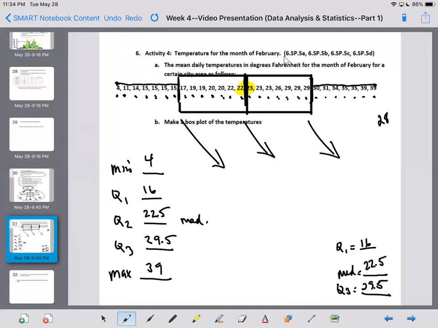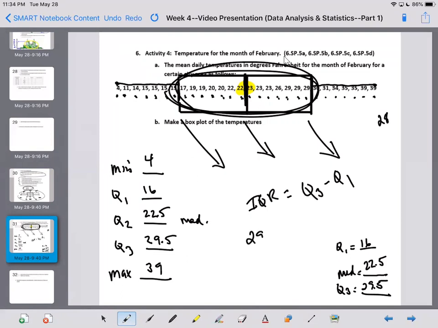And then we also have another one. It's called your IQR, which is your interquartile range, which tells you the range of this 50% of the data. Well, that's just Q3 take away Q1. In this case, it should be 29 and a half take away 16. So that should be 13 and a half. Now it's a decent range. It means the numbers are spread out decently for 50% of the data.